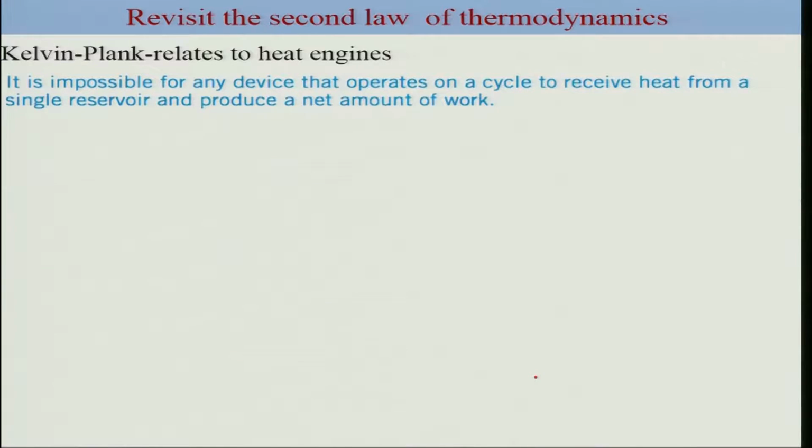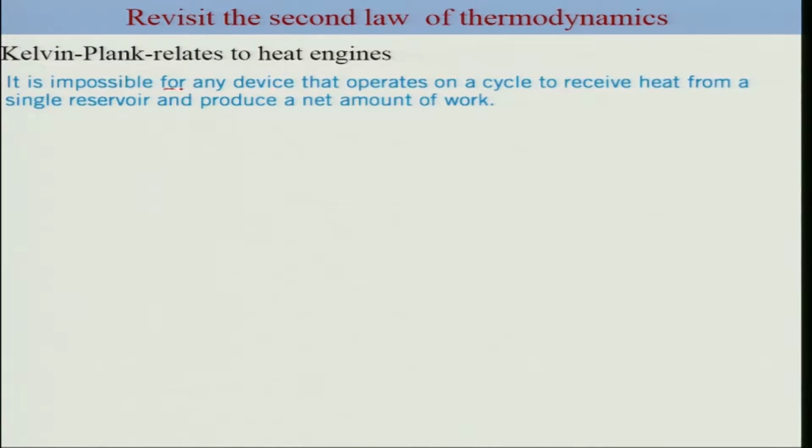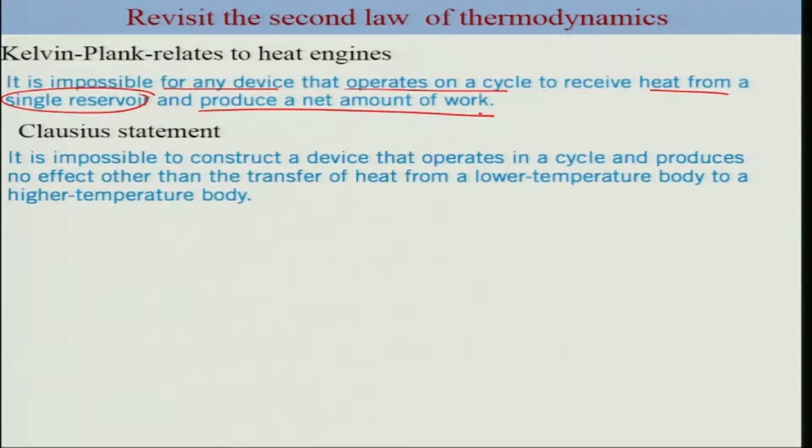Let me revisit the second law of thermodynamics. We already talked about the Kelvin-Planck statement of the second law, which is that it is impossible for any device that operates on a cycle to receive heat from a single reservoir and produce a net amount of work. Now we will discuss the Clausius statement. It says that it is impossible to construct a device that operates on a cycle and produces no effect other than transfer of heat from a low temperature body to a high temperature body. In both cases it says that 100% efficiency is not possible.